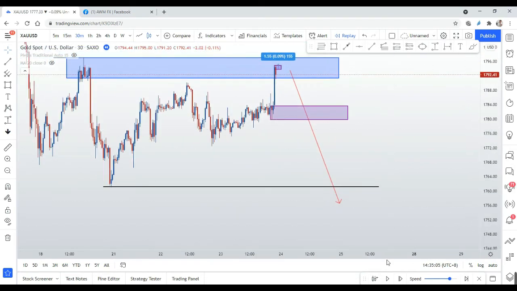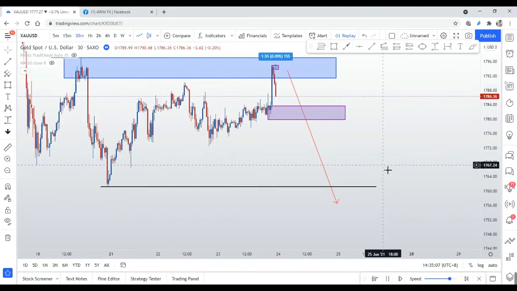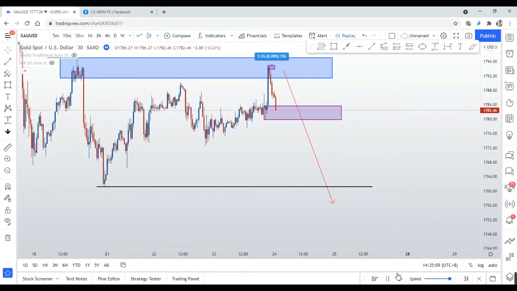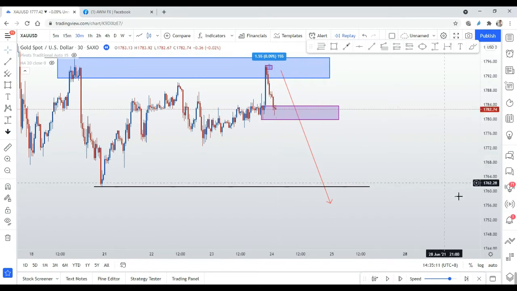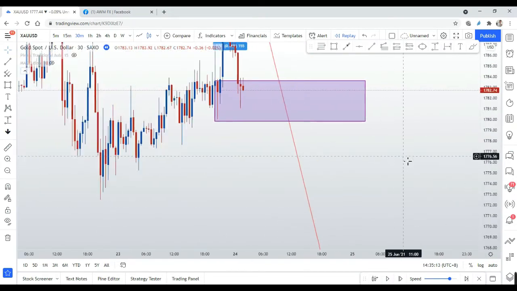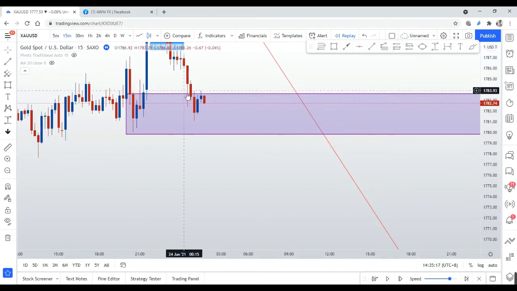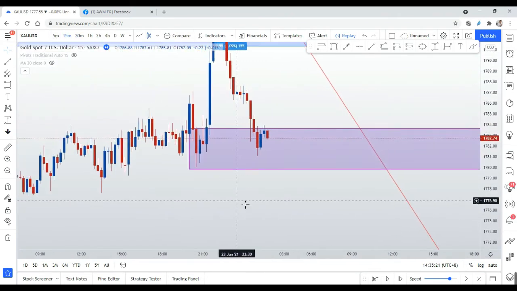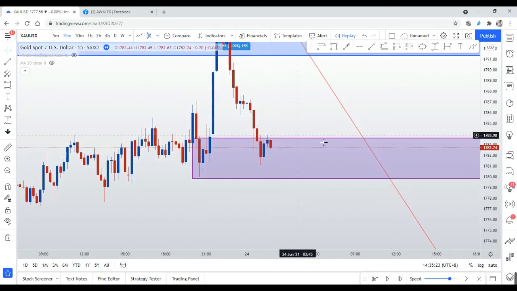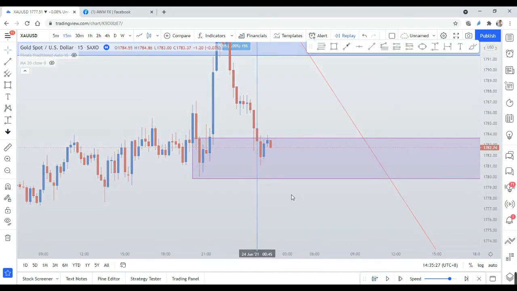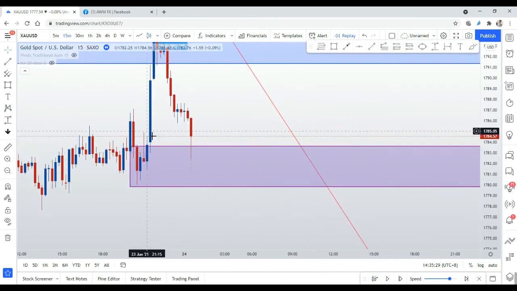So what happened next was that the price came to this area and then reacted. Okay, can you see there is a very big pin bar? Okay, this is the second lesson.